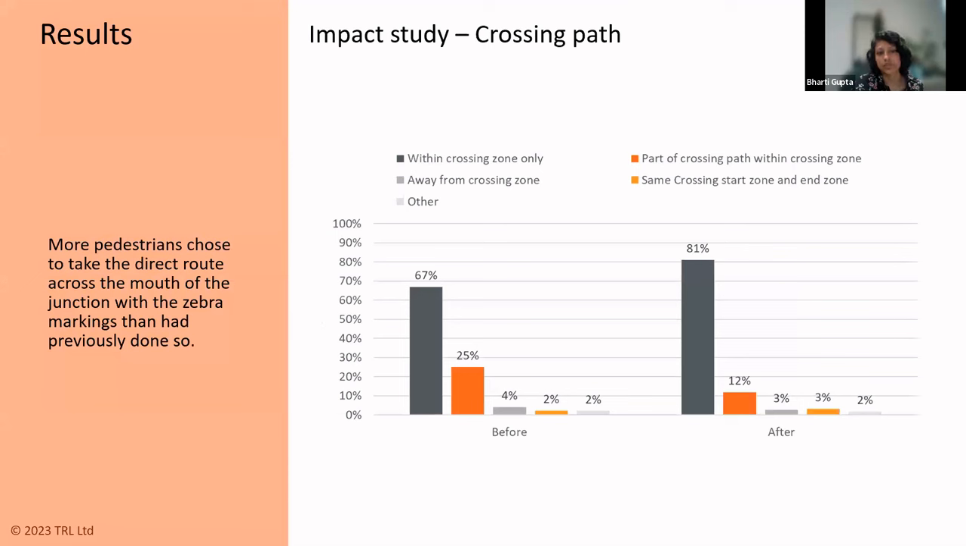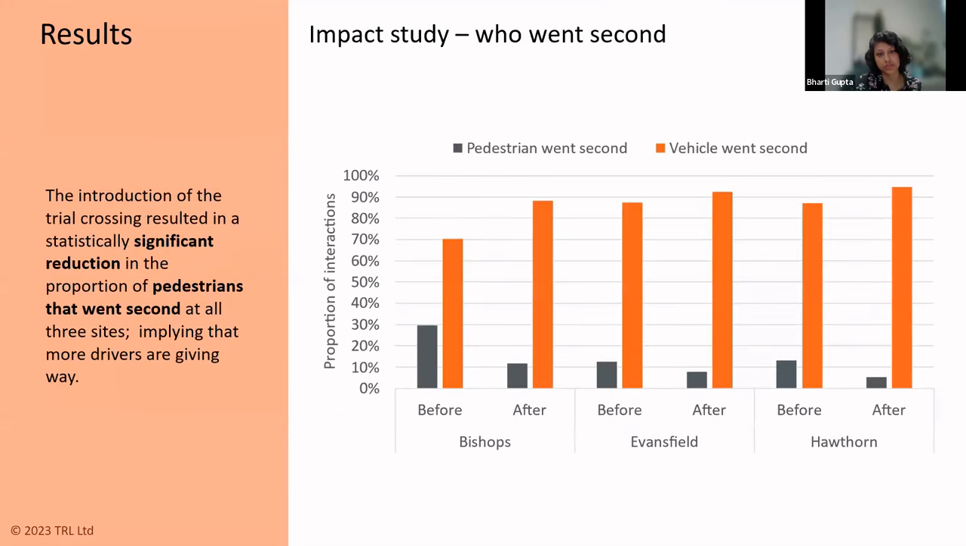So one of the key findings from the impact study was that more pedestrians chose to take the direct route across the mouth of the junction with the simple zebra markings in place than they had previously done. And on the next slide, you'll see that before the simple zebra crossing was implemented, there was a small portion of pedestrians that crossed the road after the vehicle. And the data showed that after the implementation of the simple zebra crossings, there was a significant reduction in the number of pedestrians who gave way to vehicles, with the biggest reduction at one of the sites, the Bishop site, which was also the busiest of the three sites being trialed, suggesting that there could be value in adding simple zebra crossings at busy junctions.